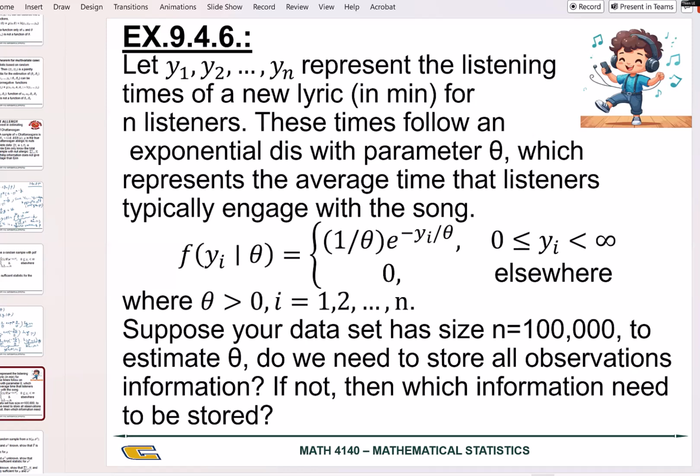The y bar should be enough. Should be efficient enough for you to estimate the theta. You don't need the individual observation. So just like the same example, like the nut allergy, right? Nut allergy. So basically, you just need the sum or the y bar, right? It should be enough.